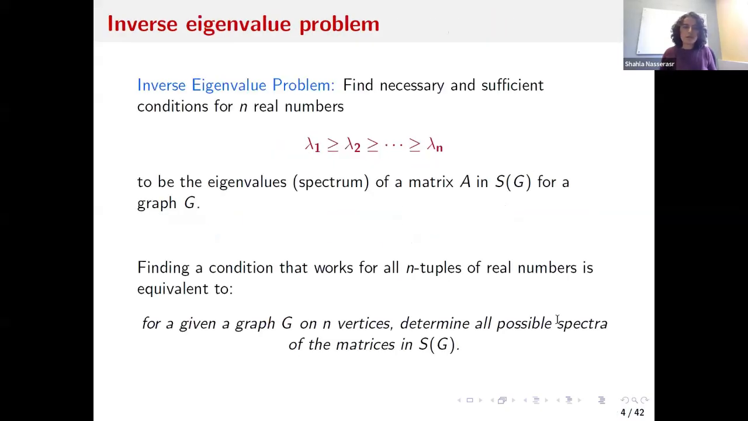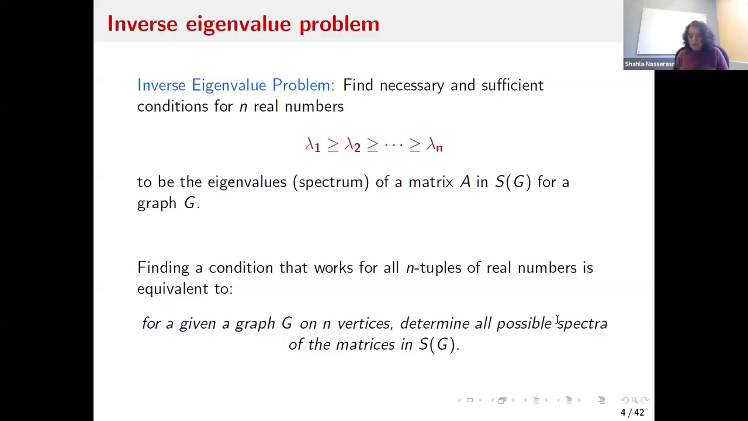Given that, the main question here, the inverse eigenvalue problem, is: what are the eigenvalues of matrices in S of G? And as you can imagine, this is a difficult question because it's asking for the eigenvalues of infinitely many matrices in one set. It has been studied very well. There are lots of really nice techniques and really nice results. But at the same time, there are many, many open problems.